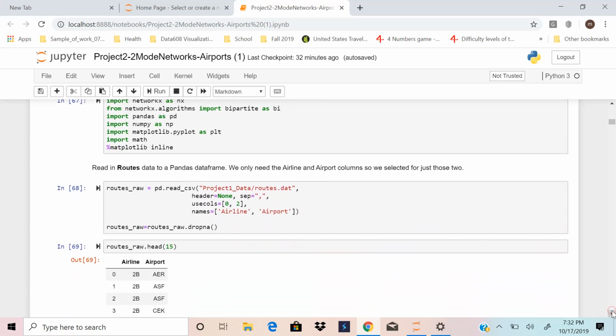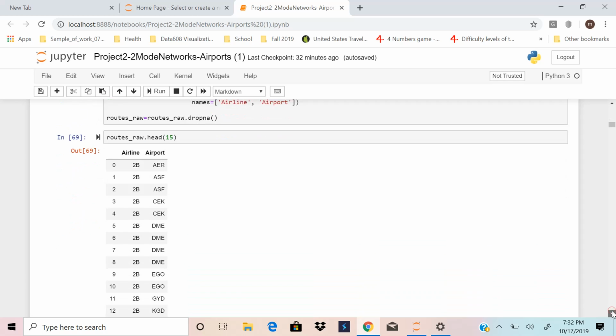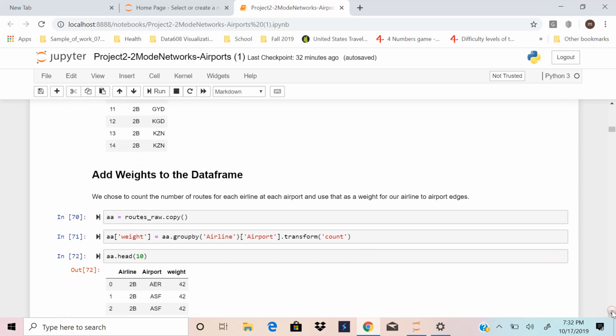So we loaded the data. We took our routes dataset that has airline information and airport information. For weights, we're using how many different routes an airline uses for a specific airport. This would be our weight.